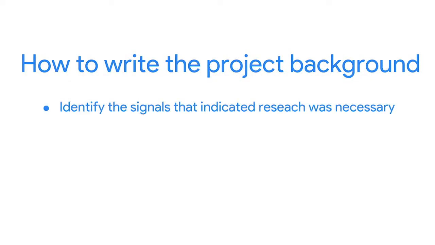Now that you know why the project background is an important part of a research plan, you're ready to create your own. Keep these 3 things in mind as you write the project background. Identify the signals that indicated research was necessary. Ask yourself why you're doing this research and if there's a problem you're trying to solve. Describe any previous research that has been conducted or solutions that have been tried. How have previous attempts brought us closer to solving the problem?